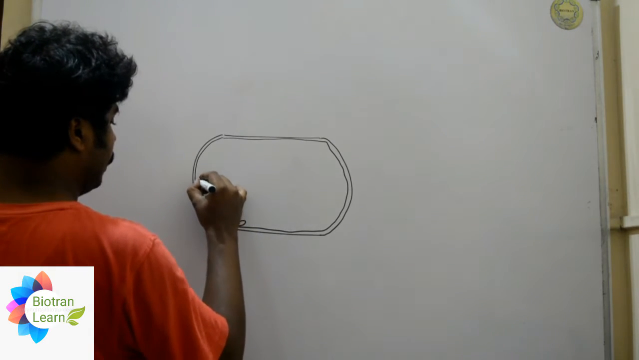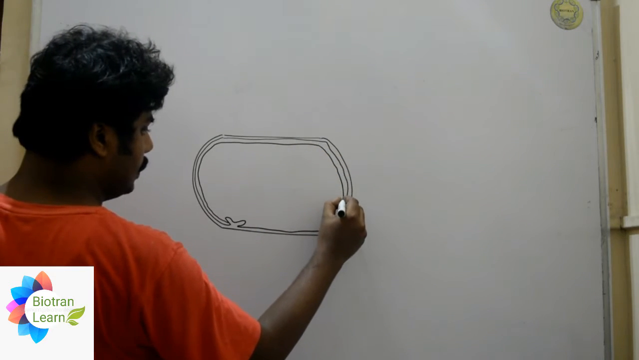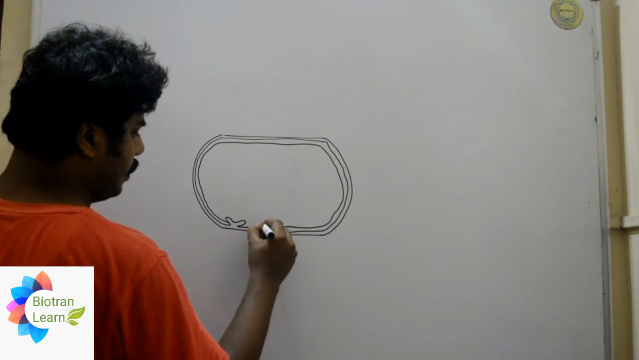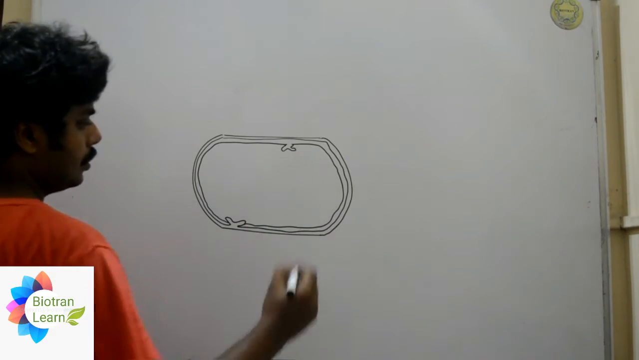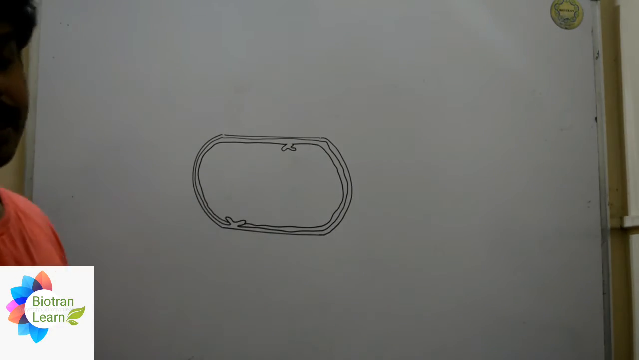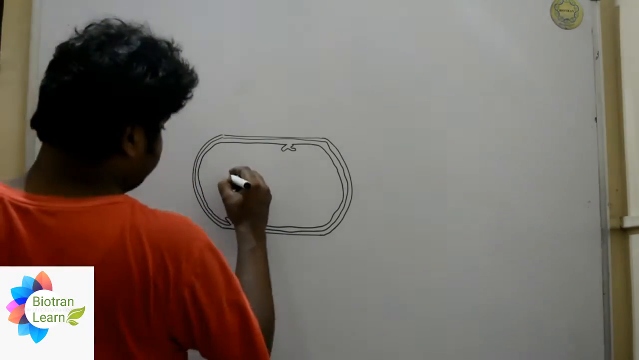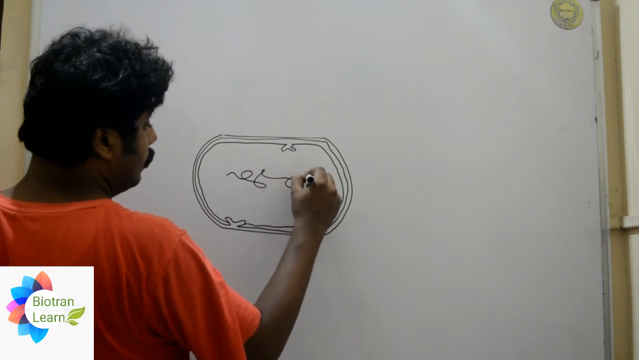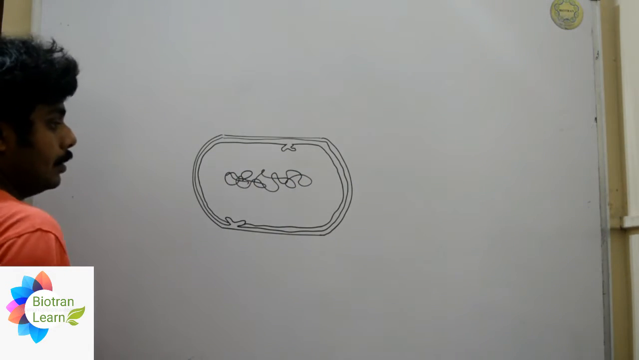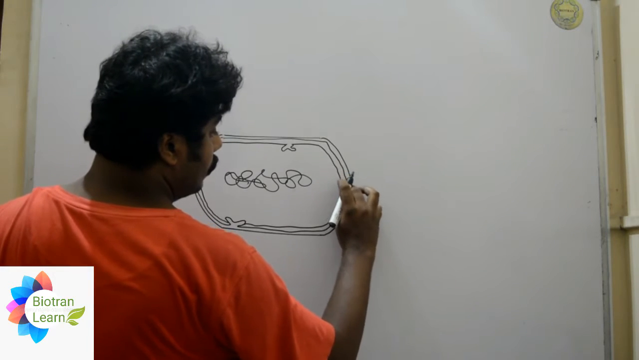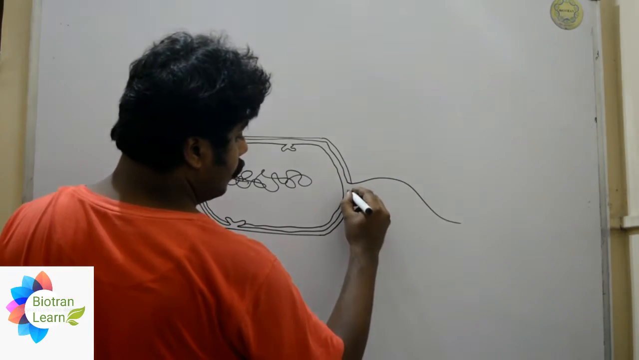Then we will have another layer. Just draw it freehand, right? There are certain mesosome structures. These mesosomes help in the binary fission of bacteria. Then we will have a nucleoid, right? And afterwards, from here, we will get a beautiful flagellum.